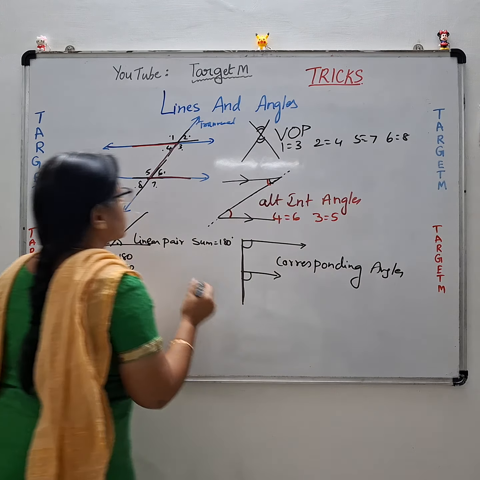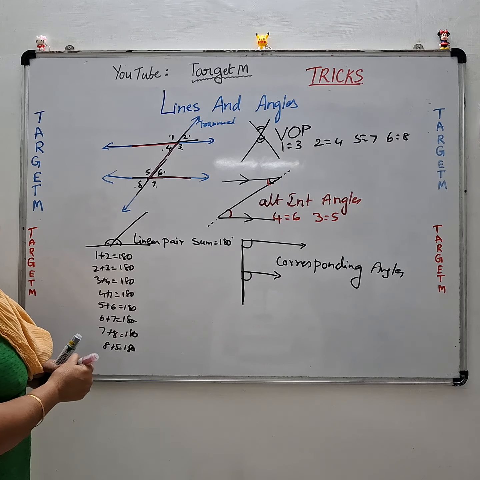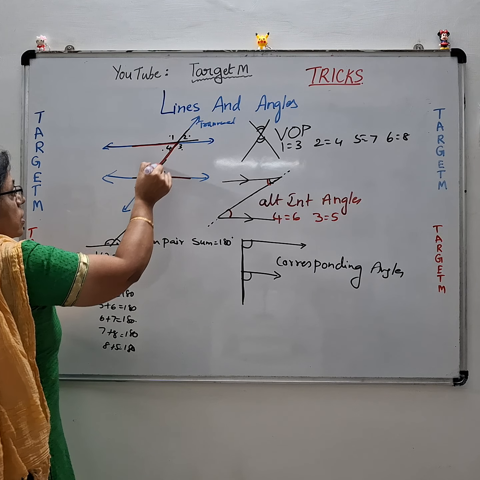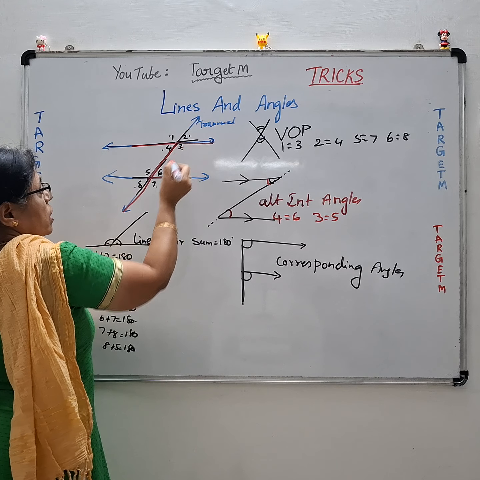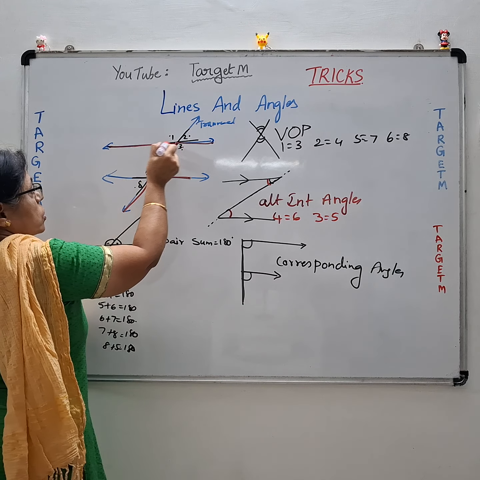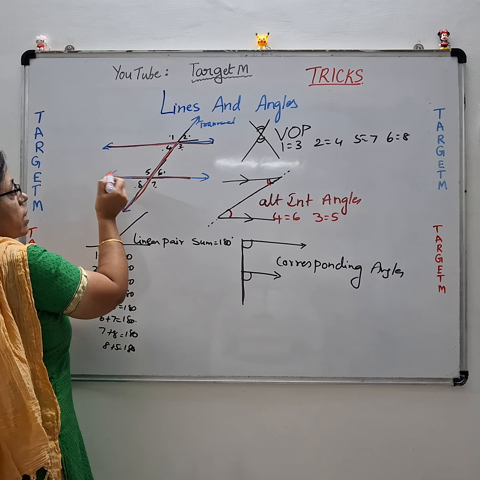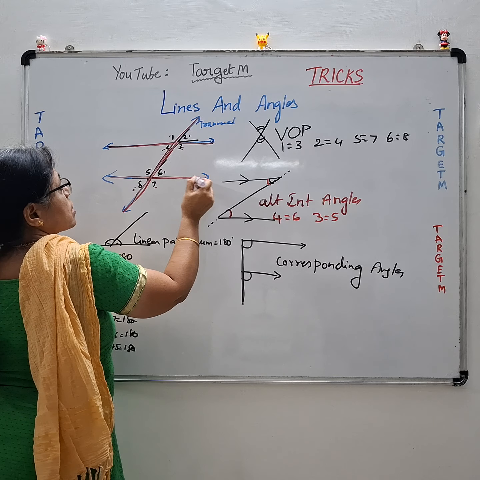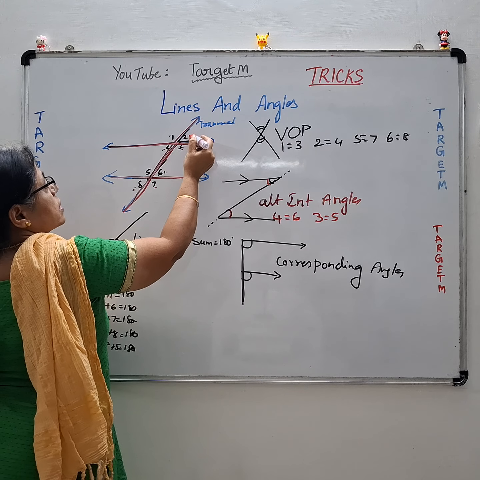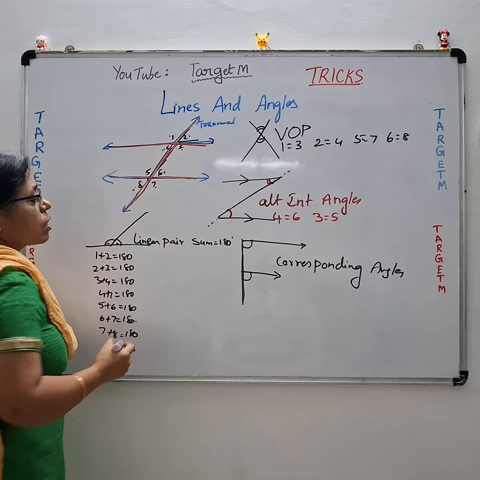So what are the corresponding angles in this figure? Just trace the F. So this is a transversal. This is an F shape. So here 3 is equal to 7, and also you can draw an F in this direction: 4 is equal to 8. Similarly you can draw a transversal F shape here: 6 equal to 2 and 5 equal to 1.